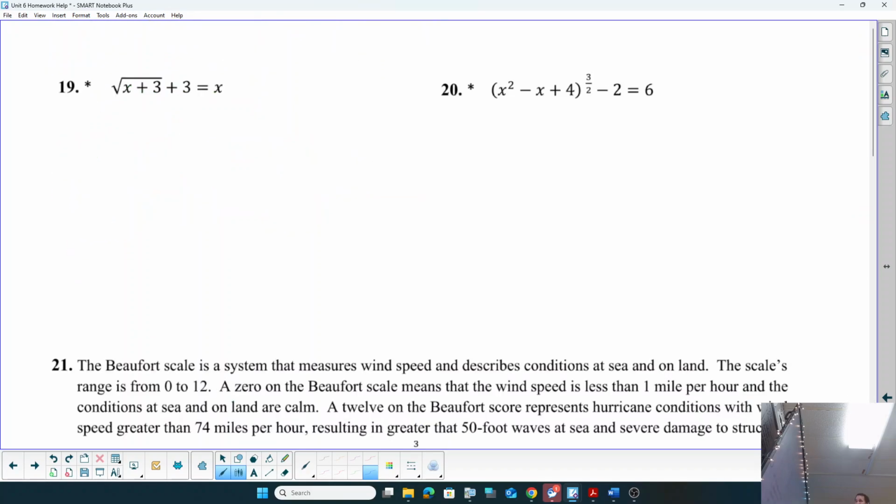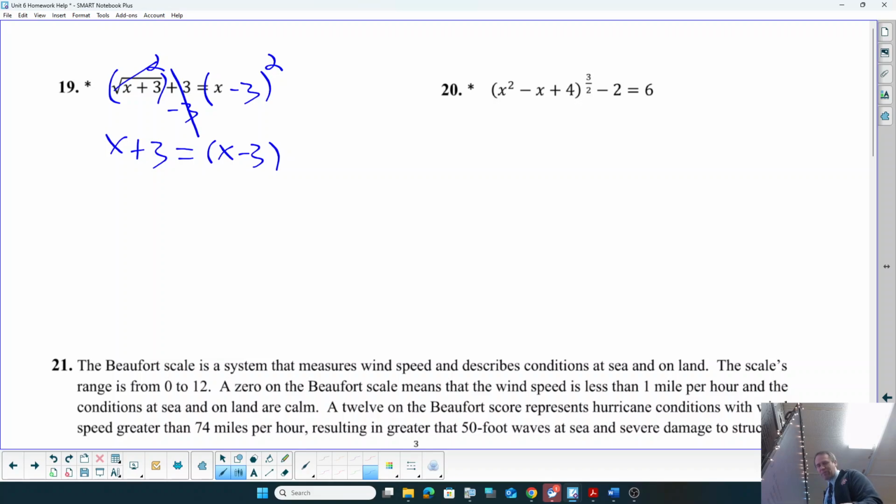Okay, next page. So did you try number 19 yet? Go and give that a try. We're going to subtract 3 over to the other side to isolate the radical. Then we're going to square everything on the left and right side. That gets rid of the radical. We're left with x plus 3 is equal to, you have to do both of them.